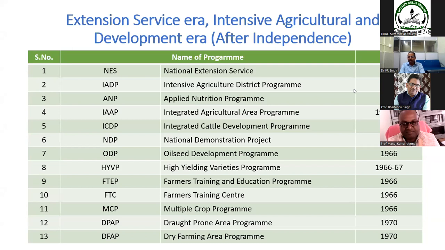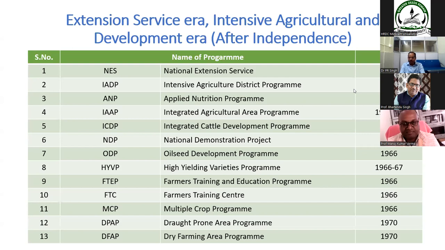After the introduction of the training and visit system, this program was stopped. Then another thing, oilseed demands are increasing today. So the Government of India emphasized oilseed development programs in the year 1966. Then the high yielding variety program was introduced in 1966 to 67, known as the HYVP program. Its other name is the package program, because in the high yielding variety program, the Government of India provided the seed, the fertilizers, and technical support along with good scientific knowledge. It is a very popular program.